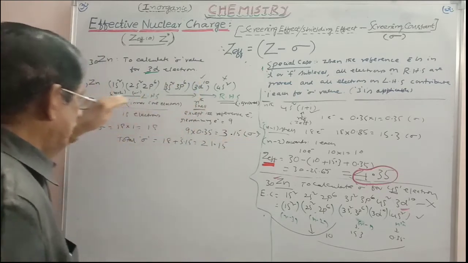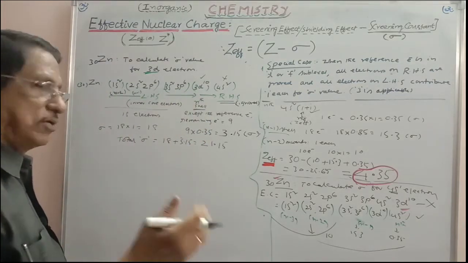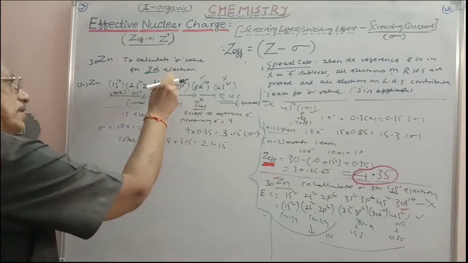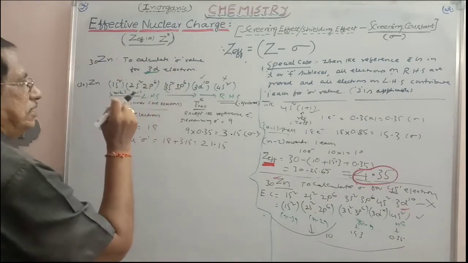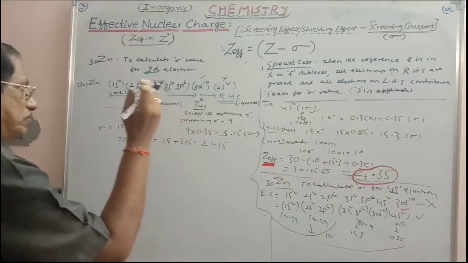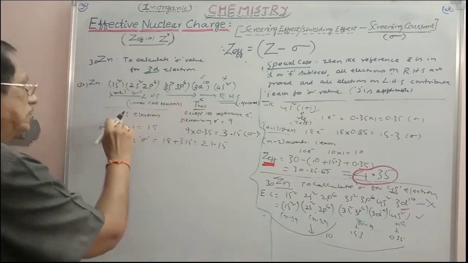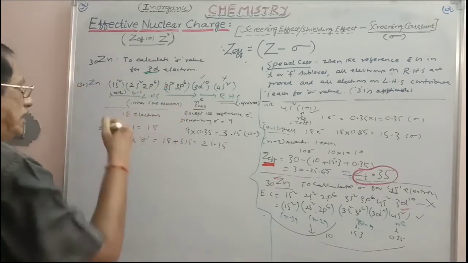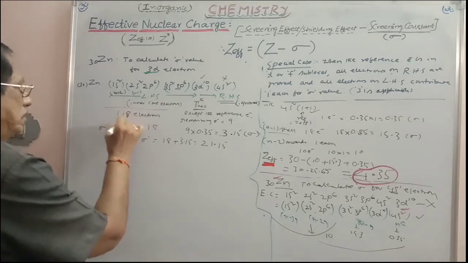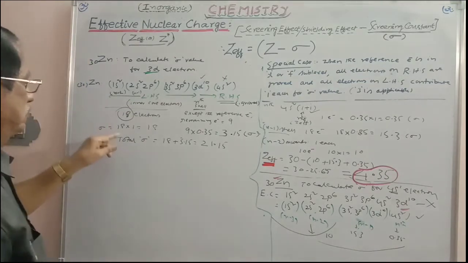And all the inner electrons are the core electrons. You need not consider n-1 and n-2 separately, even the electrons present in the nth orbit, because they do not belong to d. All these are inner electrons to 3D. So 3s, 3p, 2s, 2p, 1s, all the electrons put together, 10 plus 8, there are 18 electrons. All these electrons will be contributing 1 each, and therefore sigma is 18 into 1, 18.